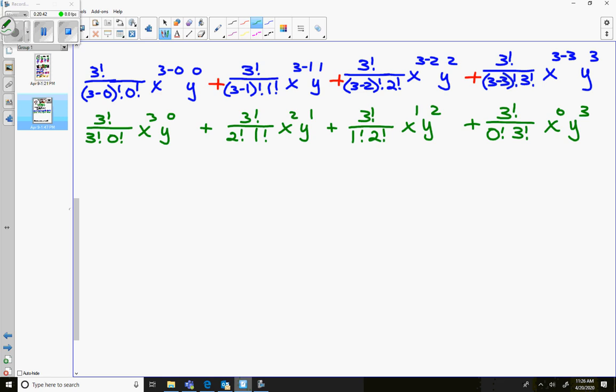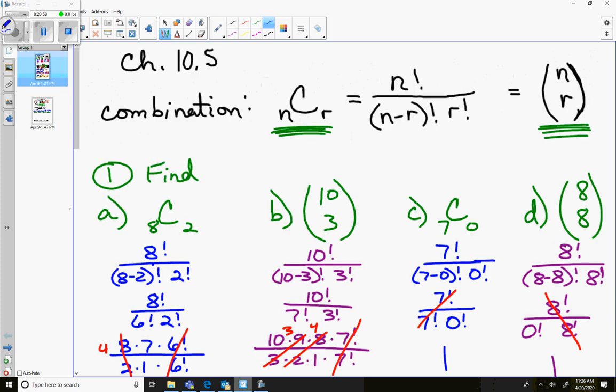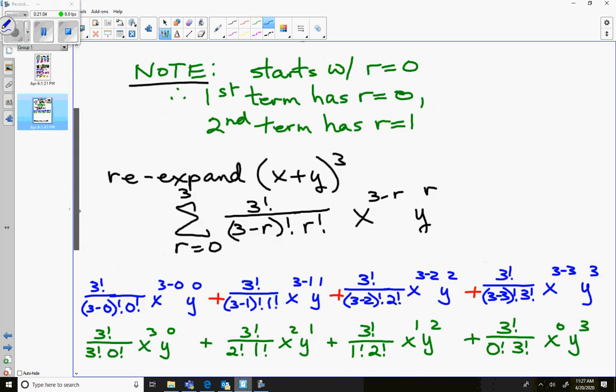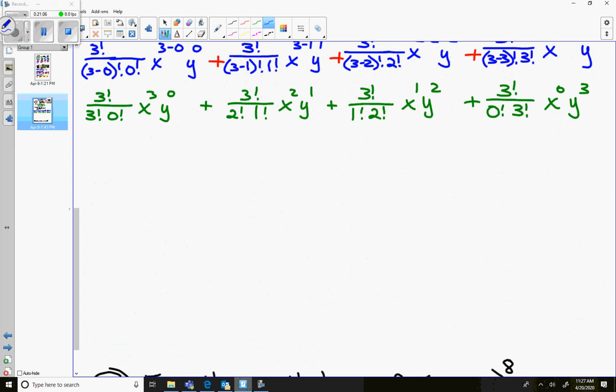All right, now cleaning this up. 3 factorial over 3 factorial, 0 factorial. That's what we started with up here, recognizing these problems over here. So all that's just going to be 1 x cubed. Now y to the 0, anything to the power of 0 is 1. And 1 times 1 x cubed is still 1 x cubed. So I'm not going to write the y to the 0 anymore.